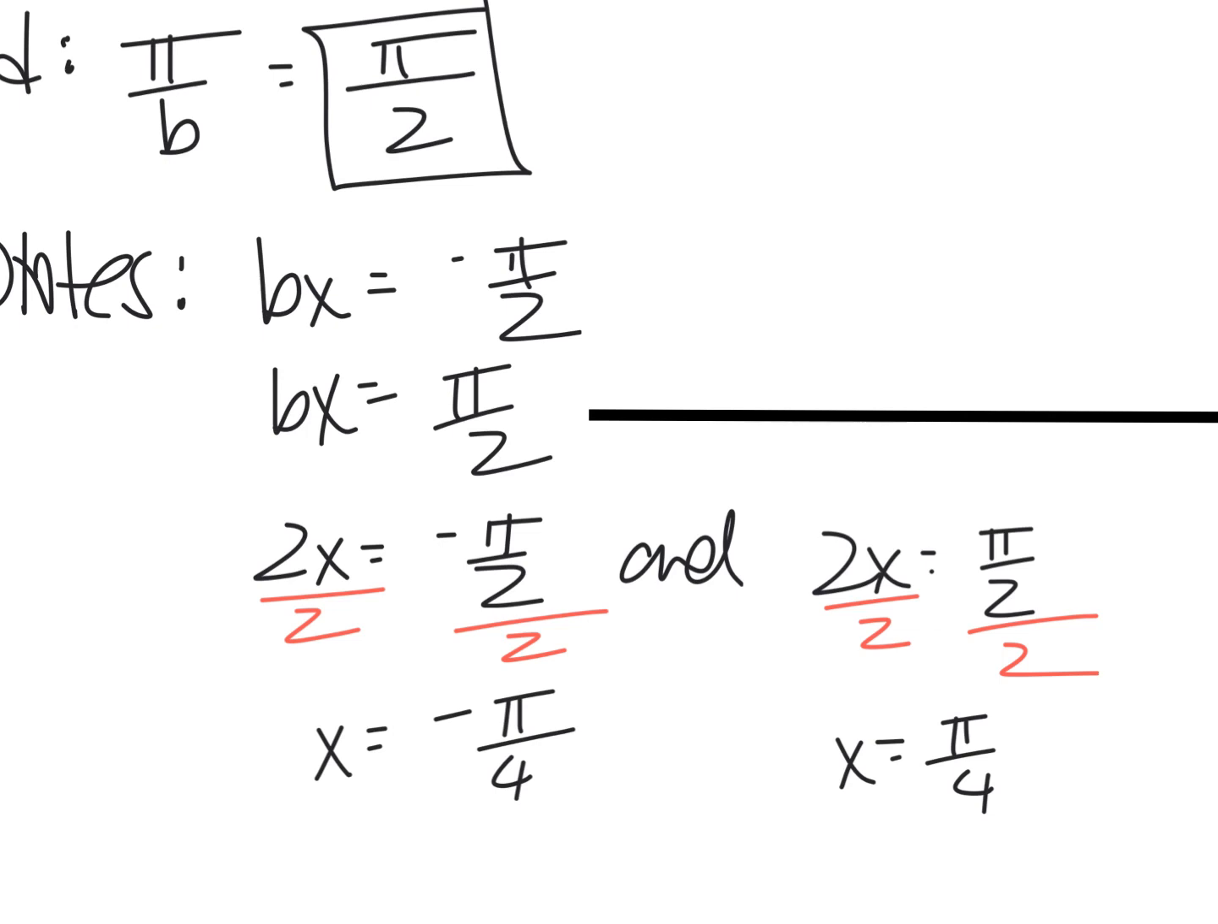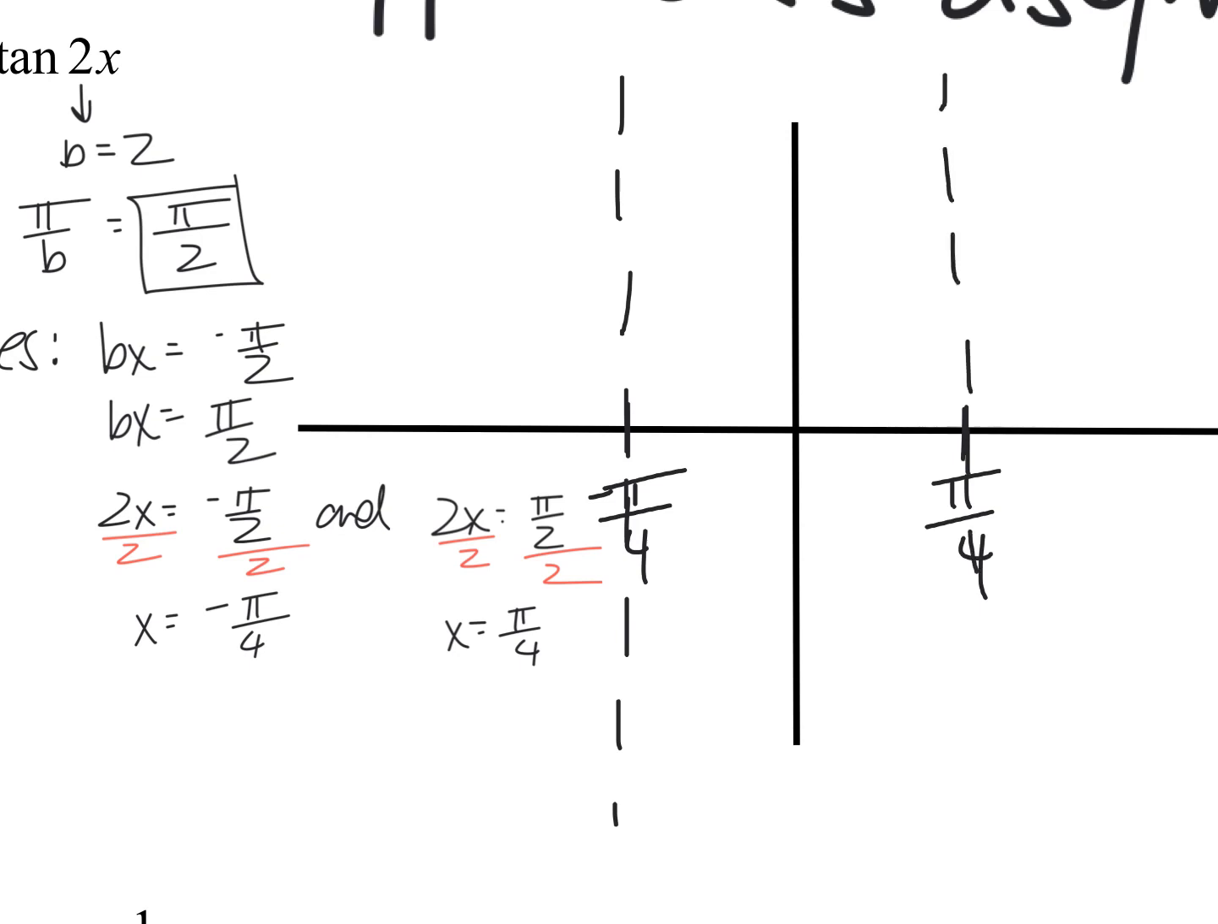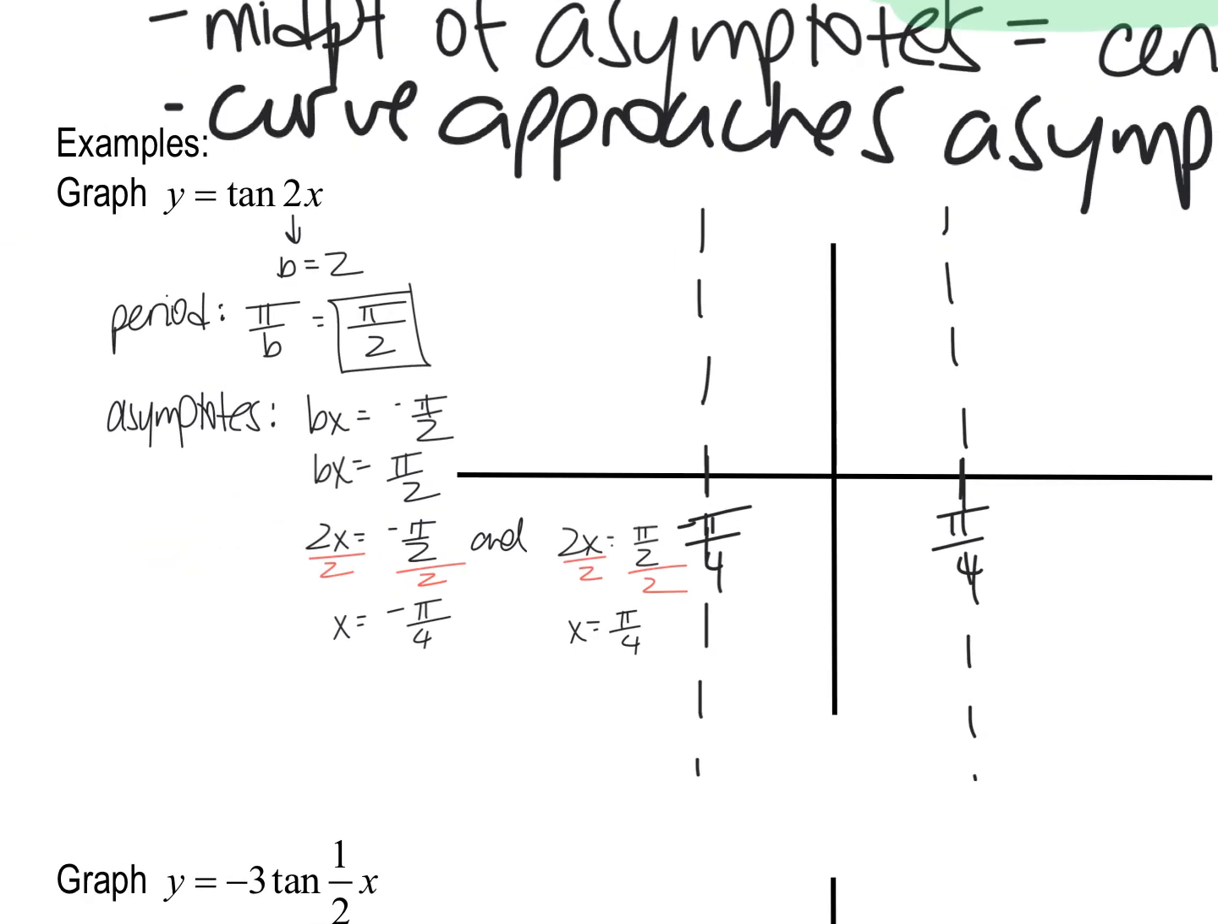A fourth. Okay, so what I'm going to do here is put a tick mark for my first asymptote at negative pi over 4. I'm going to put a tick mark here for my second asymptote at positive pi over 4, and those are my dotted lines. Here we go. And the midpoint of that is where my point goes. So I'm going to put a point right here. And the tangent graph is increasing.